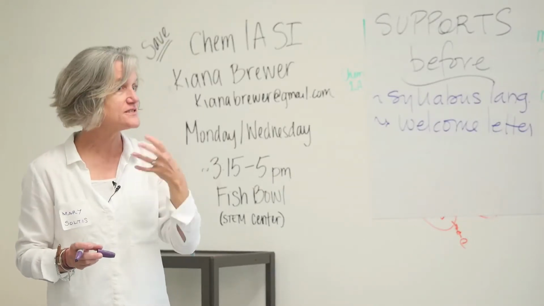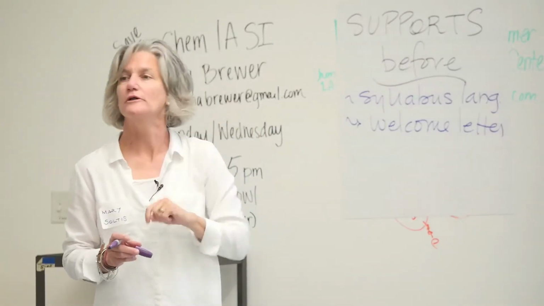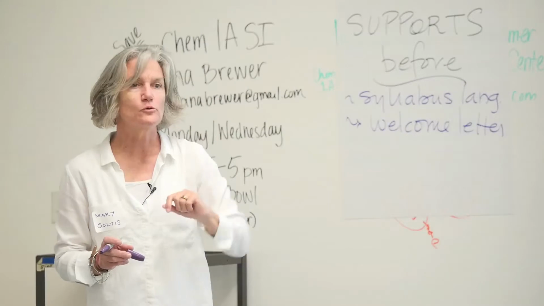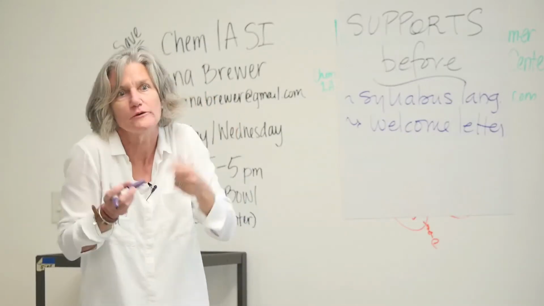And then they say, well, what if I don't know a word? Circle it. What if I kind of know the word? Circle it. The only way you're not circling a word on that syllabus is if you know it so well, you know it like you know the word class, you know what that means.